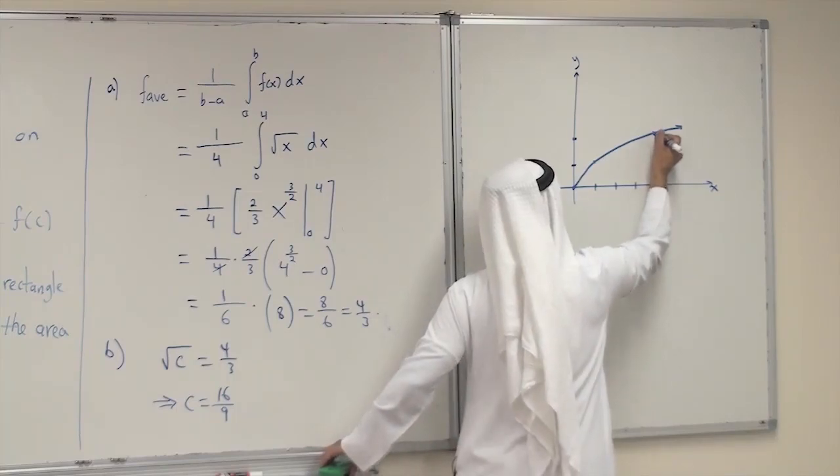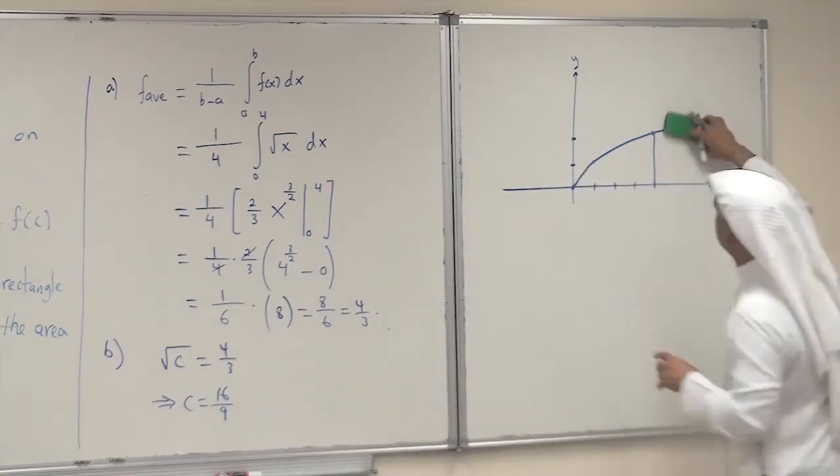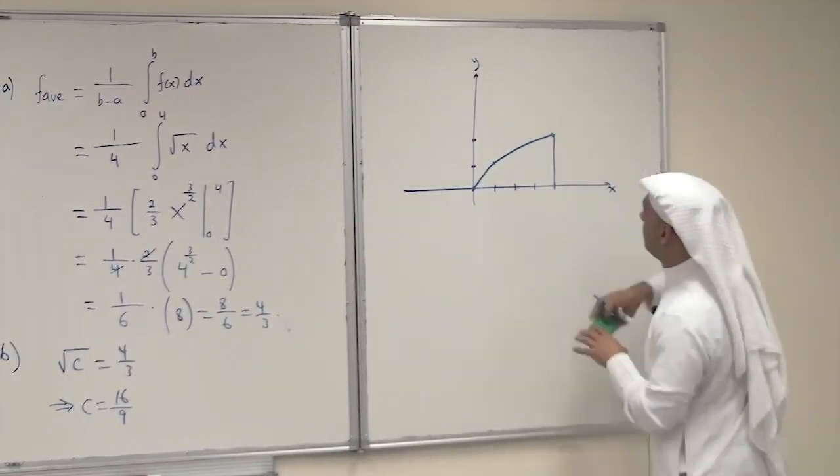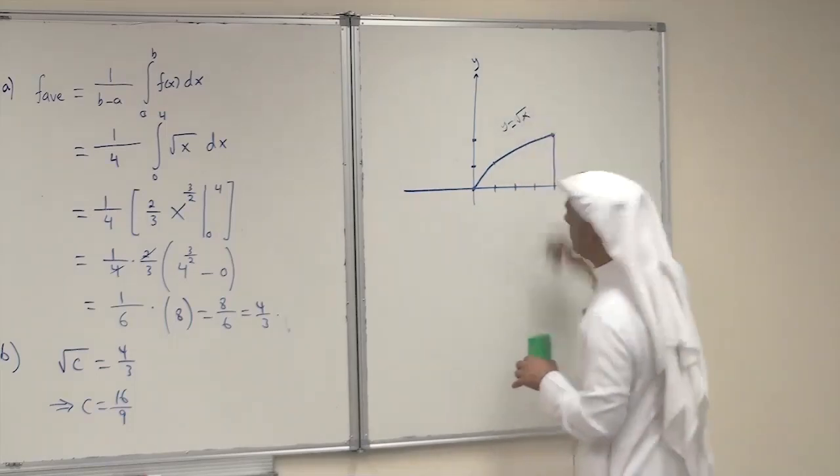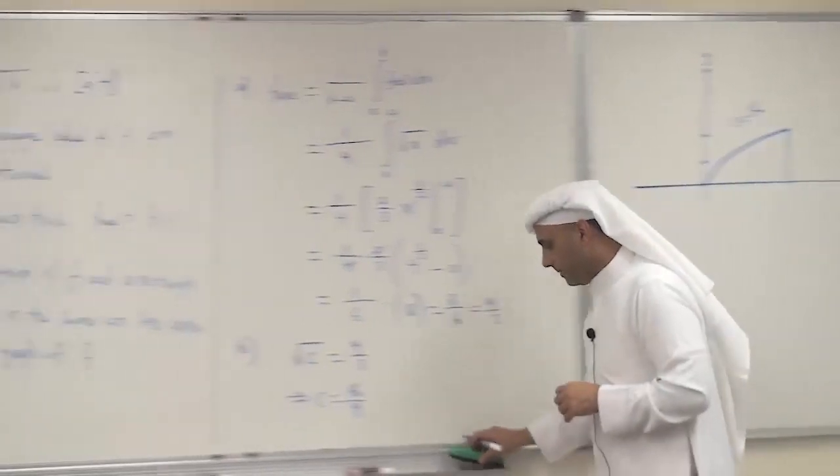This is the value here. So I'm talking about y equal to radical x. There is a y equal to radical x here. This is y equal to radical x. Now what does what we did here mean?